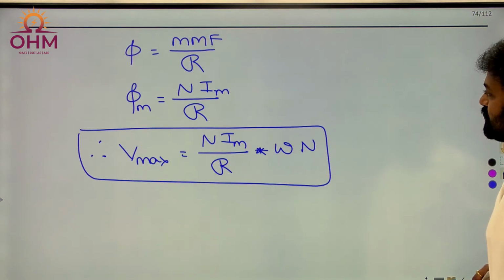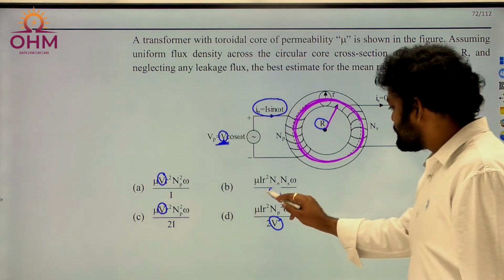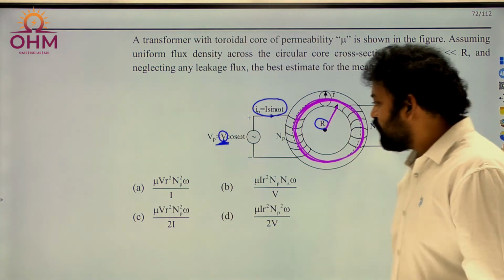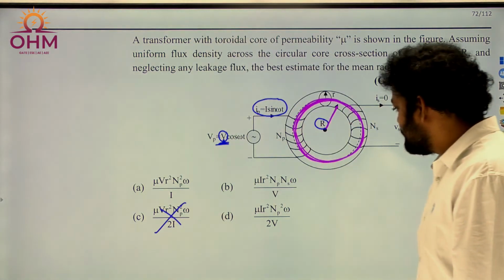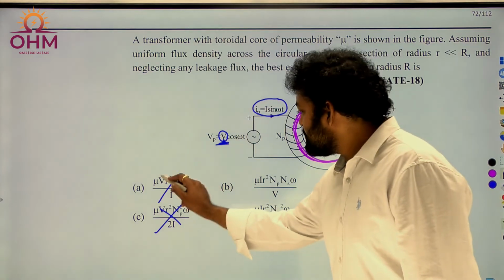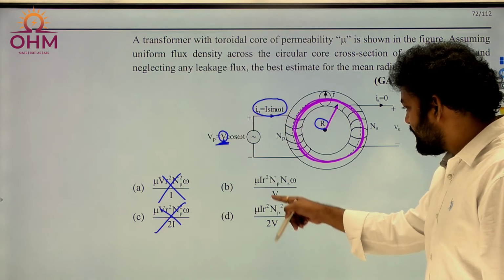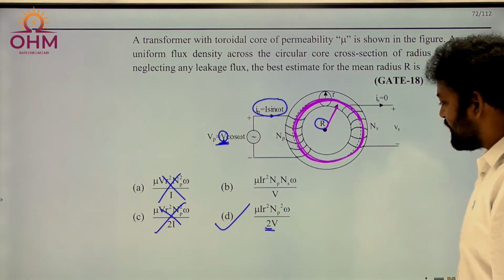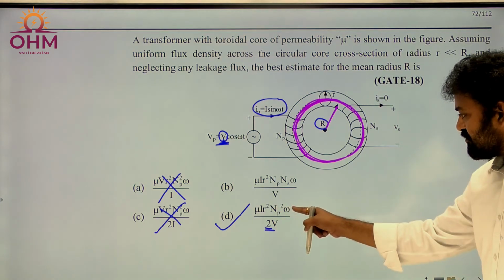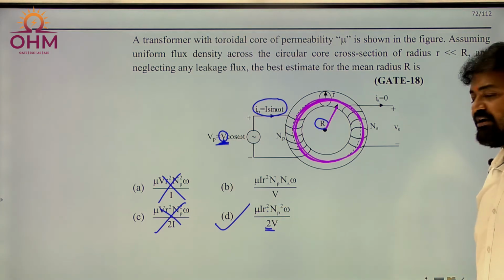Let's go back to the options. Okay, if I go back to the options, let me erase all these things. Current is in numerator, voltage is in denominator, right? According to our equation, current is in numerator, that means this option is wrong. And this option is also wrong. Yes, here current is in numerator, voltage is in denominator. But this is the correct option. Why? Because 2 is there in the denominator, right? And the square of the turns, omega, mu, current, r square, 2v. So option D satisfied. Okay.